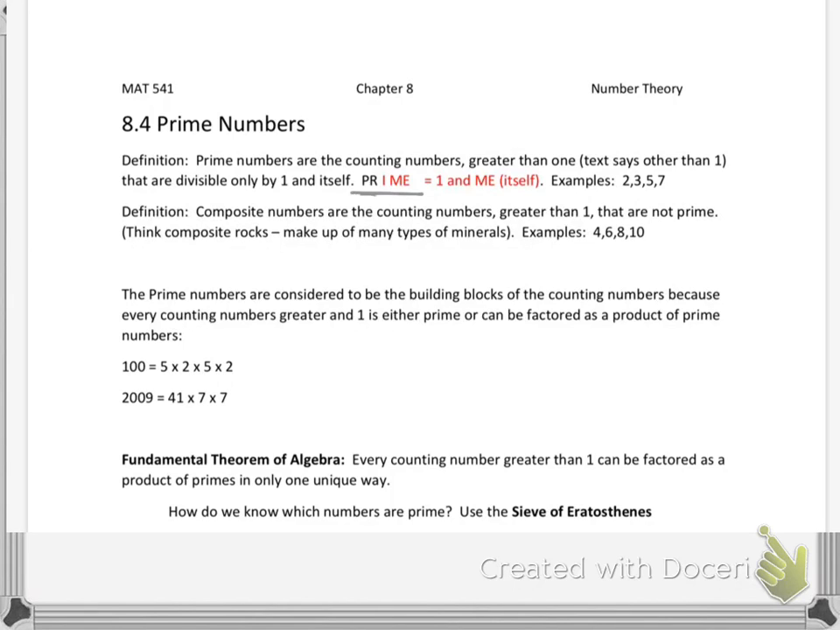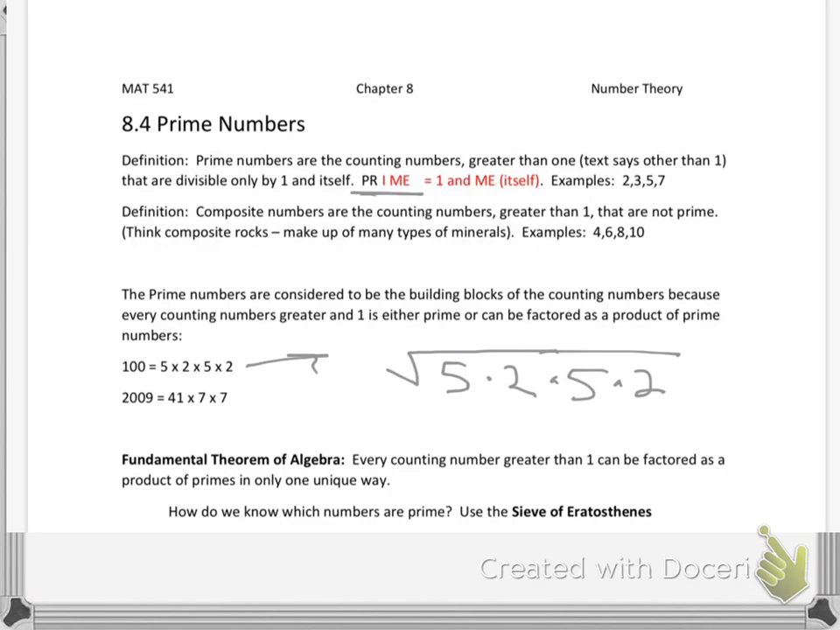Now, taking things down to their prime factors is one way that we can simplify radicals. For example, on this page, let's look at the 100. If I say radical 100, and I want to simplify that, or take it down to its prime factors, I will say 5 times 2 times 5 times 2.